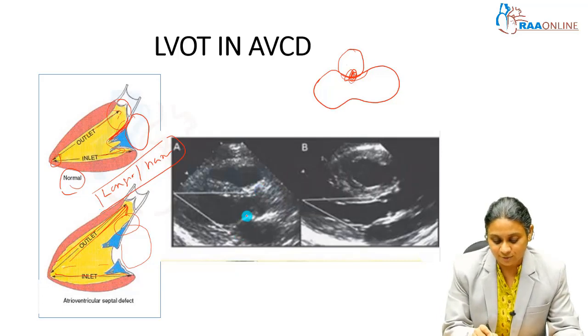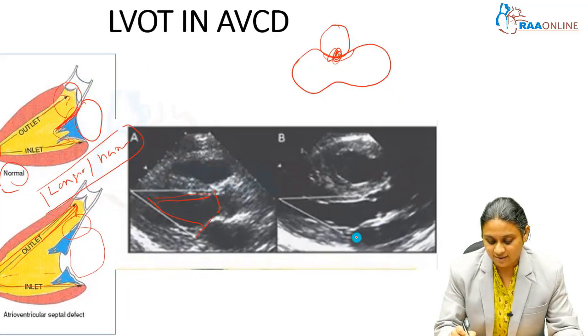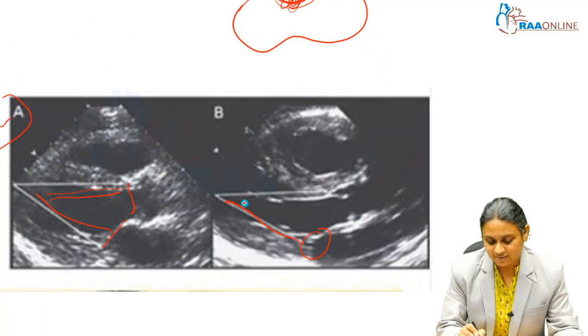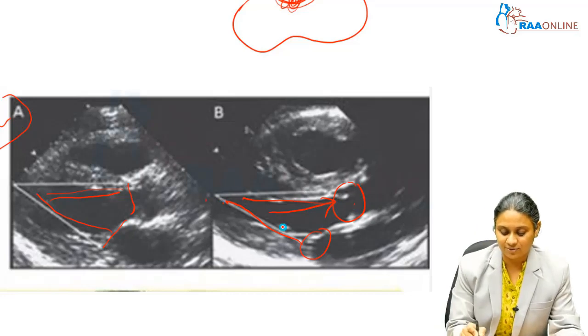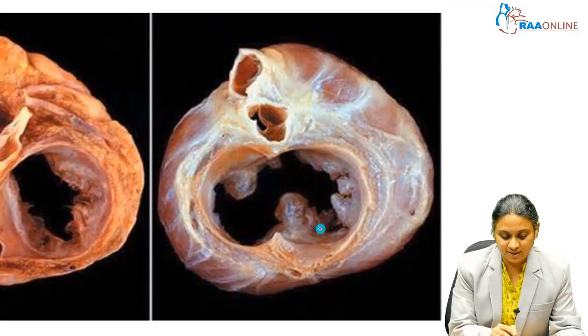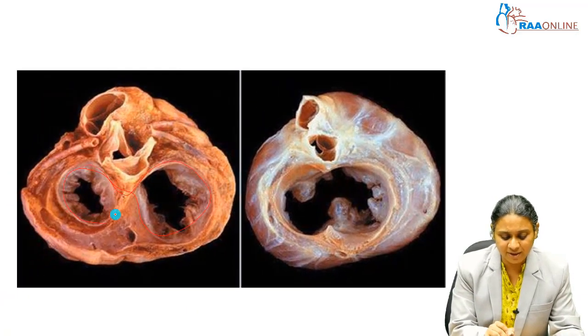So this is a normal echo where the distance of the aortic valve and mitral valve from the apex is almost the same. But here you see the mitral valve is here. It is more apical than the aortic valve, which is pushed away. So the distance of the apex to aorta is longer than the apex to the mitral valve distance. So here we can see the figure of 8 appearance of the AV canal.